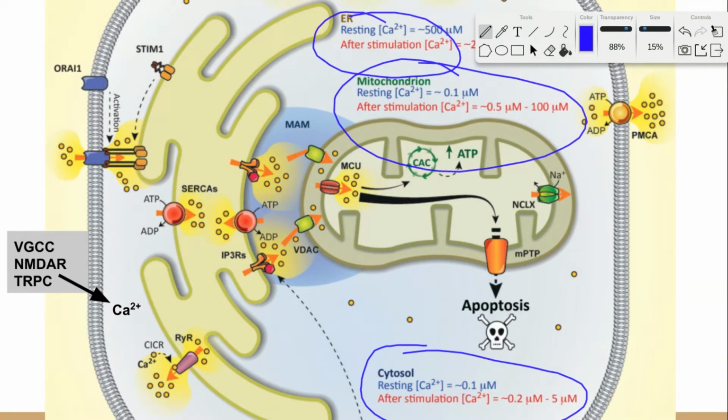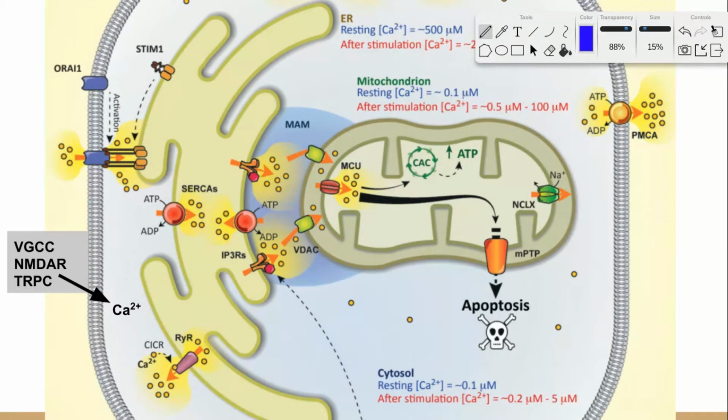It's kind of an intermediate between the cytosol and the ER. So lots of calcium outside the cell, lots of calcium in the ER, medium amount of calcium in the mitochondria, and a very low concentration in the cytosol.